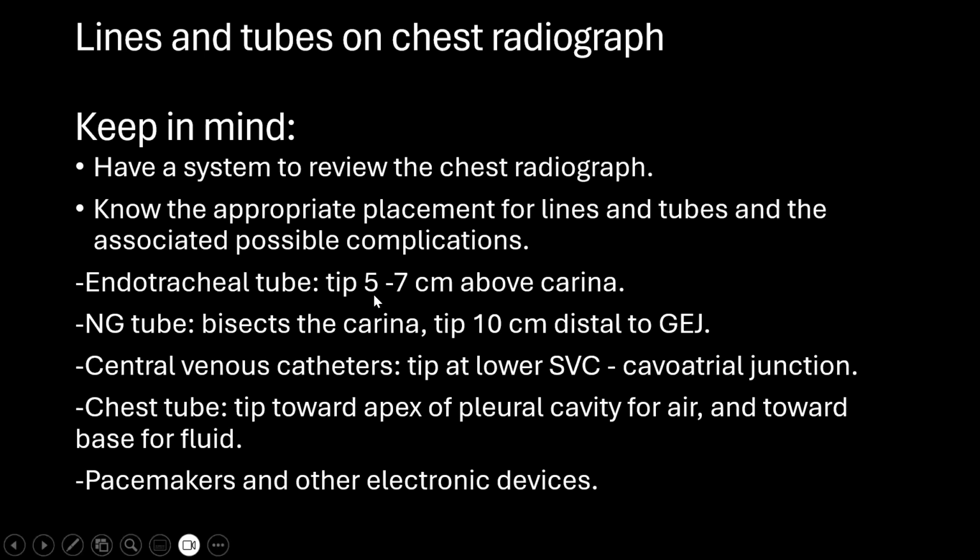Endotracheal tube, as we mentioned, the tip 5 to 7 centimeters above the carina. NG tube bisects the carina, tip 10 centimeters distal to the gastroesophageal junction. Central venous catheter, we mentioned a lot of details, but tip at lower SVC, cavo-atrial junction. Chest tube, tip toward the apex of the pleural cavity for air and toward the base for fluid. And we need to have an idea about the pacemakers and other electronic devices.